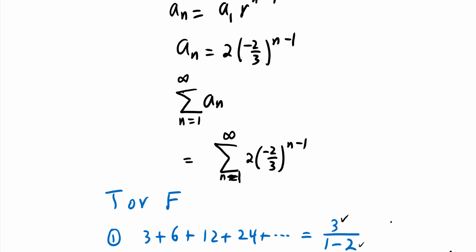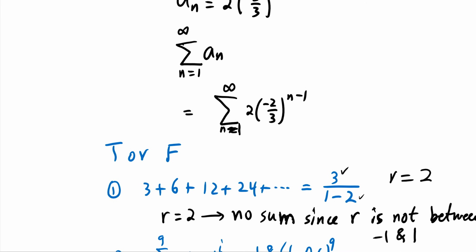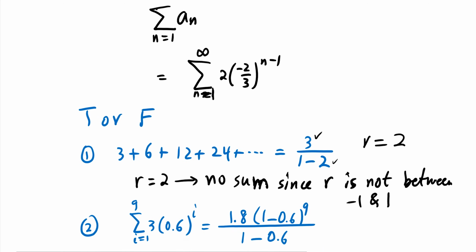Because R here, R is 2. Remember, you can only find the sum of infinite geometric series if R is only between -1 and 1. But R is 2 here. So that's why this has no sum, since R is not between -1 and 1. So it's false. So this one is false. What about this one?